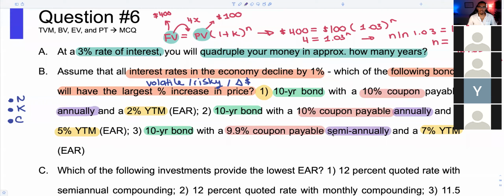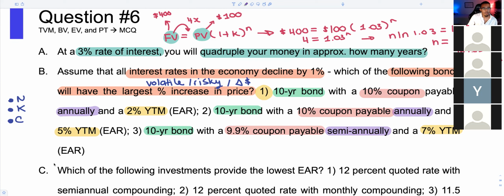And the idea here is that the biggest factor that's going to affect the price of a bond will be the YTM, okay? And the smaller the YTM, the more the price will change. And that's why we took number 1, because it has the lowest YTM.